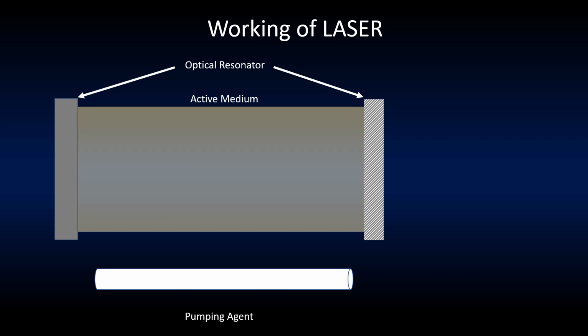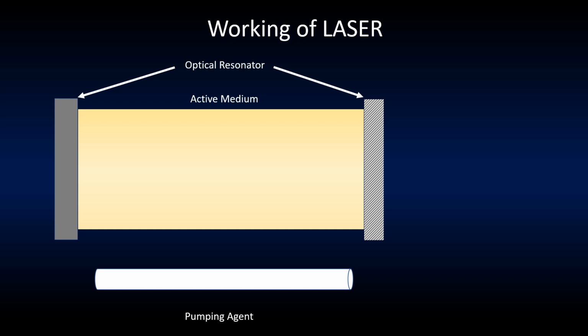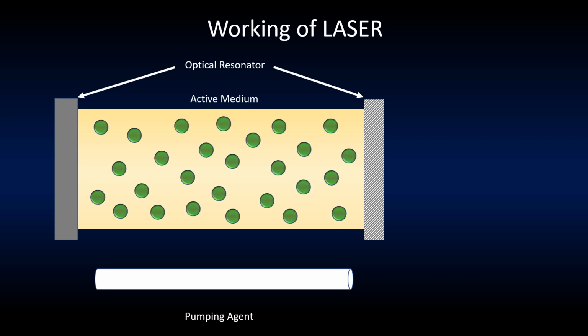What is active medium? Active medium is a material in which laser action takes place. Every medium consists of atoms. In active medium, atoms which produce more stimulated emission than spontaneous emission are present. These atoms are called active centers. The medium having active centers is called active medium.